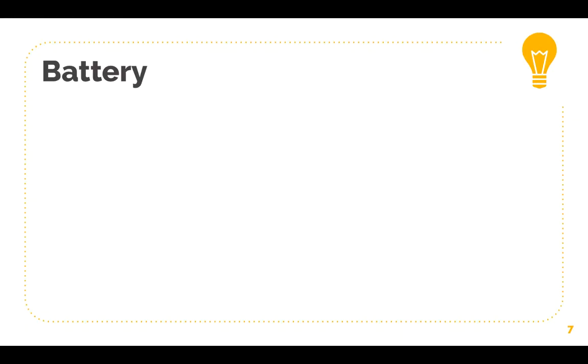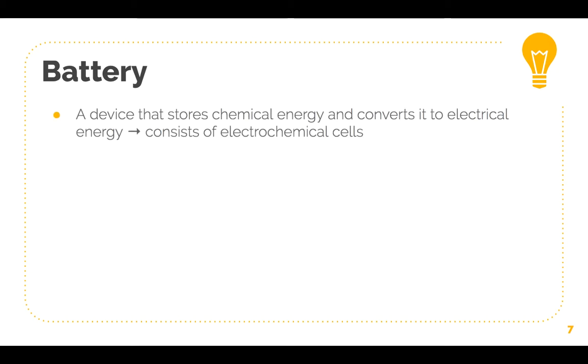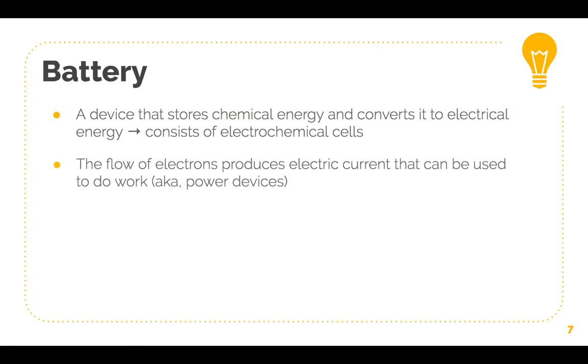So first, a battery. We've all used batteries before. A battery is a device that stores chemical energy and converts it to electrical energy. So within a battery, there are electrochemical cells. The flow of electrons in a battery produces an electric current that can be used to do work, aka power some sort of device.